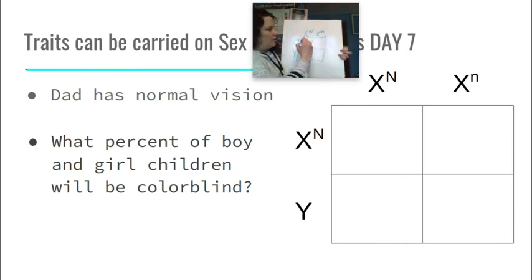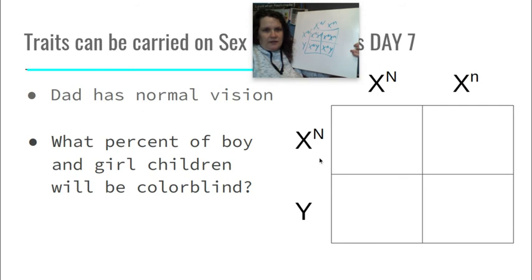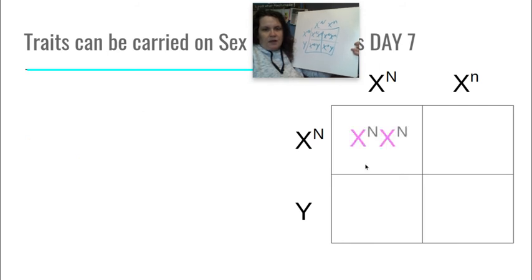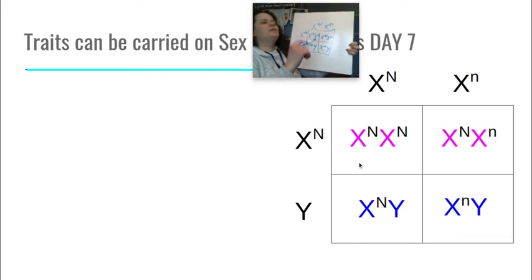So I'm going to add these two together, X big N, X big N. This one will be X big N, X little n, X big N, Y, and then X little n, Y. Okay, so those are the possibilities. And here they are right here. So that's what it looks like.